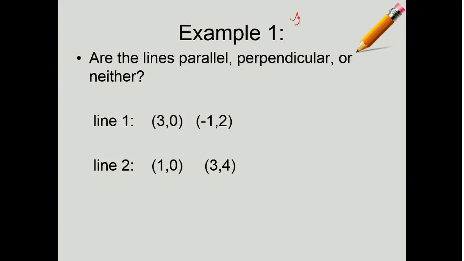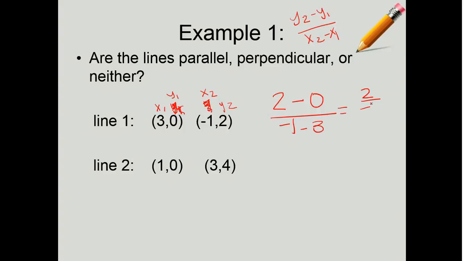So I'm going to use that y2 minus y1 over x2 minus x1 formula. Let's do that here. I'm going to label this x1, y1, x2, y2. There we go. I actually got it this time. Okay, so y2 is 2, subtract my y1, which is 0, over x2, -1, minus x1, 3. There we go. So I got 2 over -4, aka -1/2.